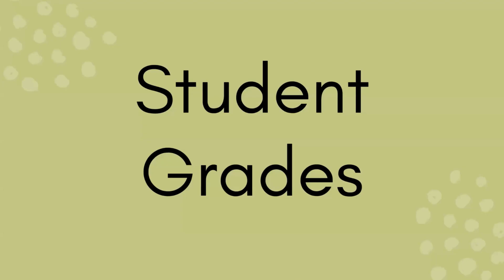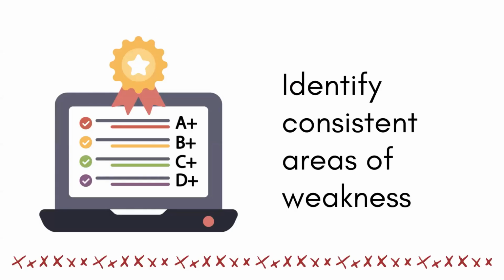Next on the evaluation tool list is student grades. By reviewing grades and the gradebook data, you can identify consistent areas of weakness. An example would be if your grade evaluation shows students consistently perform poorly in a particular subject or skill area. This may indicate a need for additional training or additional learning support in that area.